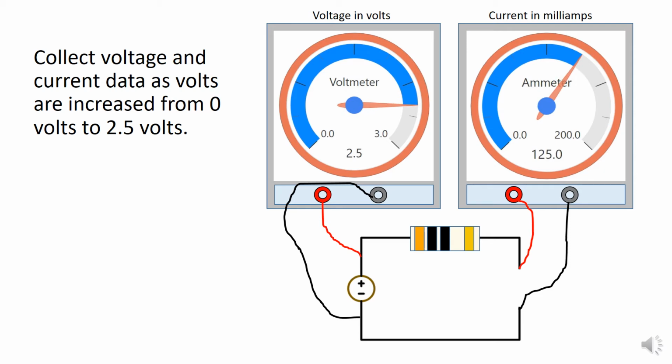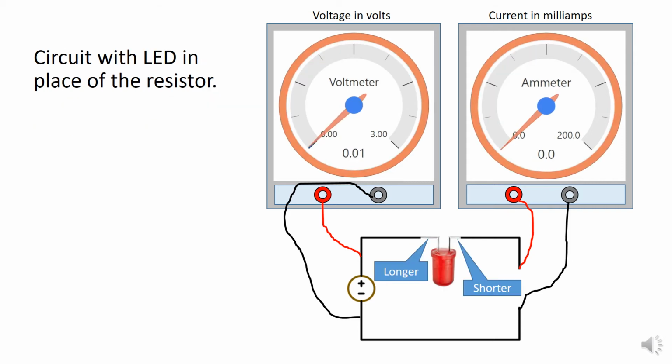And there we have it. Let's move on to the LED. So same circuit, just an LED instead of a resistor.